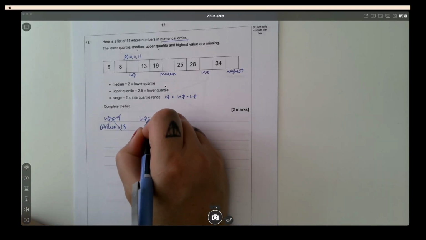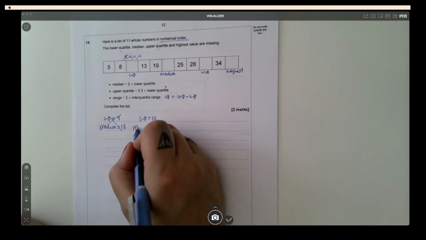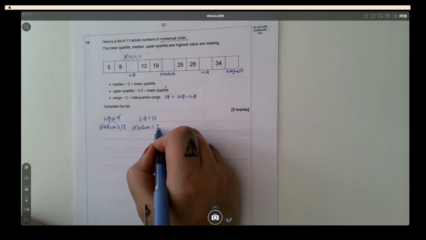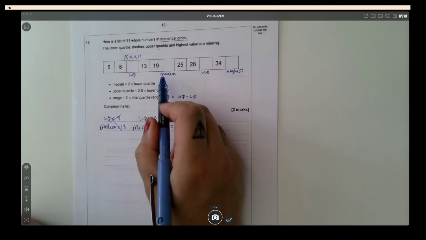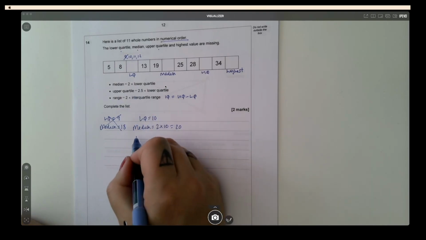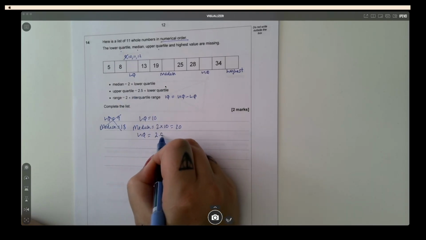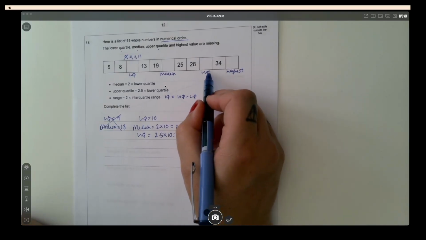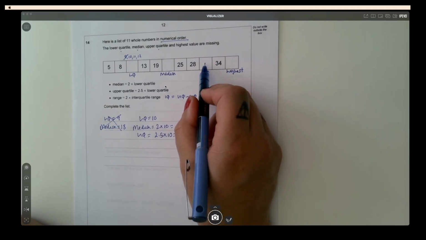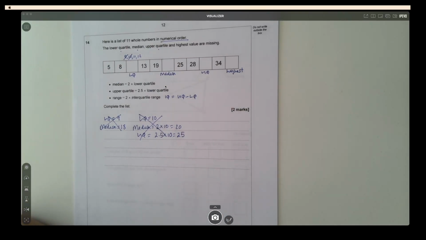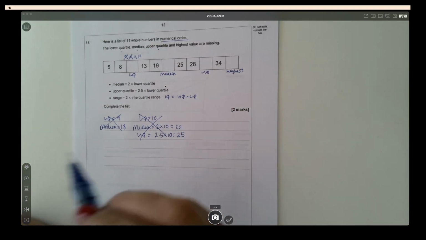Now let's start with the lower quartile equals 10. Then the median must be 2 times 10, which is 20. So that would work. The upper quartile would be 2.5 times 10, which is 25. But when I get to here, this can't be 25. They're in numerical order, it's got to be bigger than 28. So a lower quartile of 10 does not work.